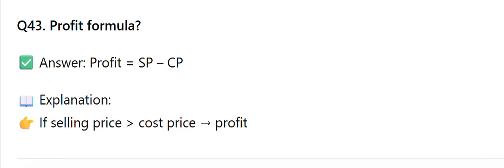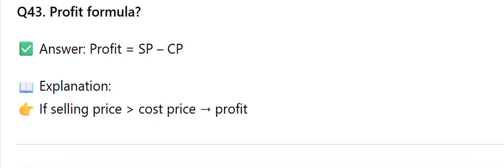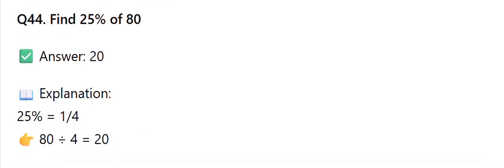What is the profit formula? Profit is equal to selling price minus cost price. If selling price is more than cost price, we get profit. Find 25% of 80. 25% is equal to 1 by 4. 80 divided by 4 is equal to 20.